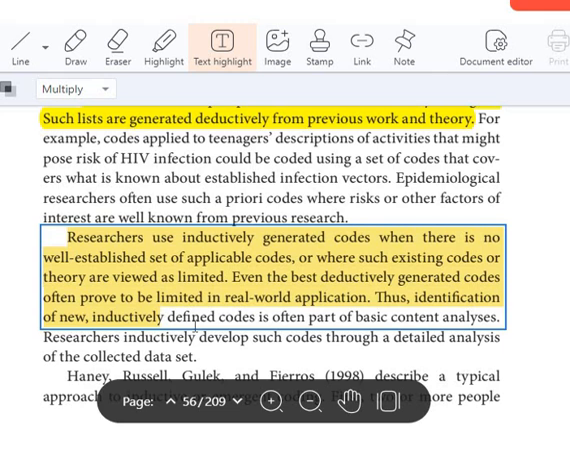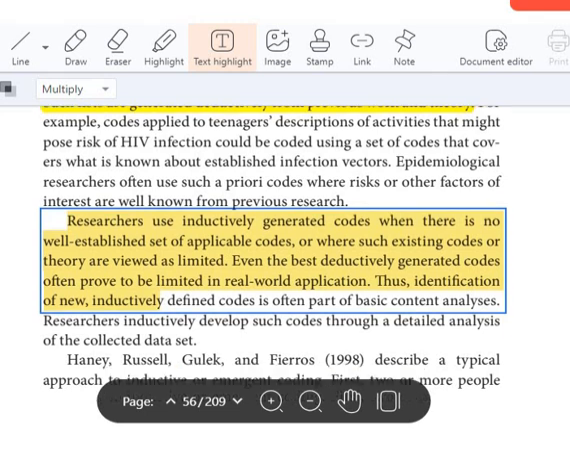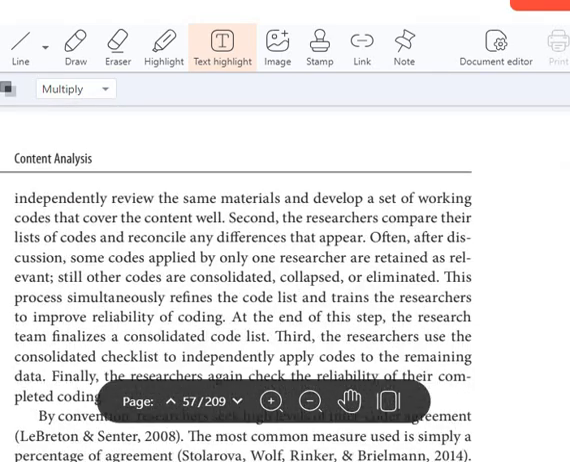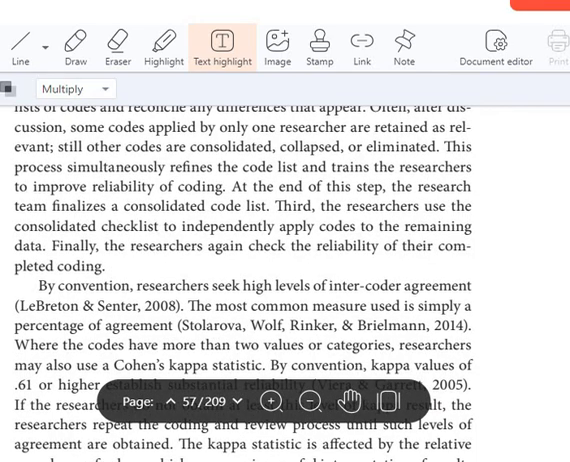That's why if you are given a question on what type of codes are used in basic content analysis, you should say both. We can use deductive or inductive or both of them in the same study. There's no problem on that. Researchers inductively develop such codes through a detailed analysis of the collected data set. Here's some example on that.